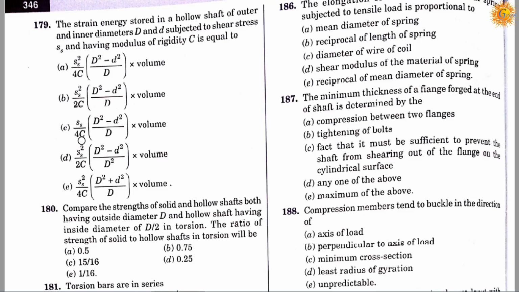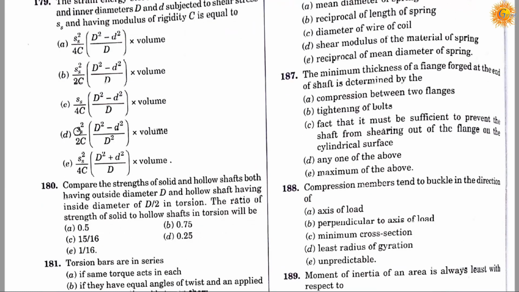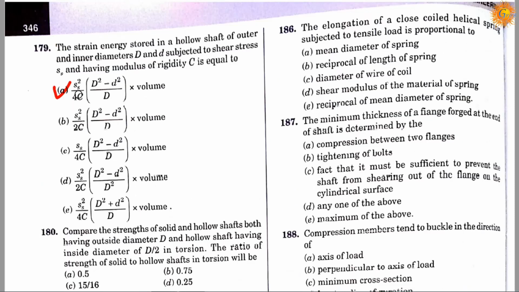Option C is S_s divided by 4C, times the bracket (D squared minus d squared) divided by D, times volume. Option D is S_s squared divided by 2C, times the bracket (D squared minus d squared) divided by D squared, times volume. And option E is S_s squared divided by 4C, times the bracket (D squared plus d squared) divided by D, times volume. The correct answer is A: S_s squared divided by 4C, times the bracket (D squared minus d squared) divided by D, times volume.